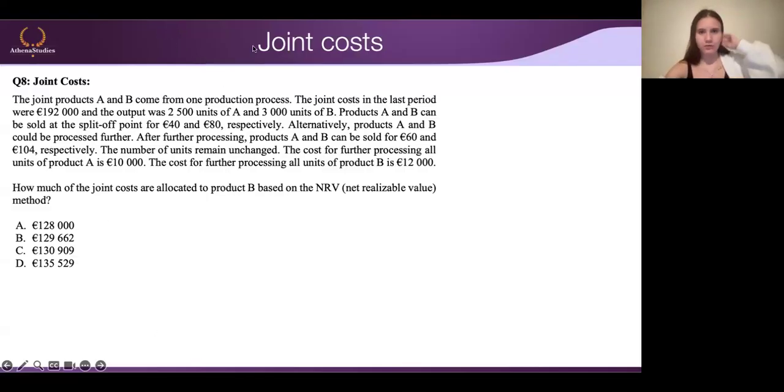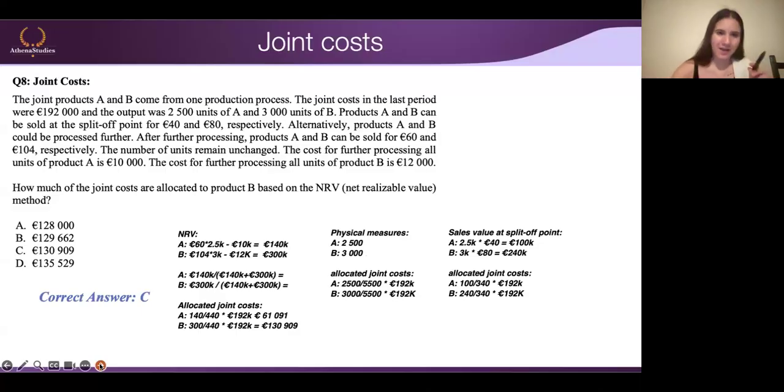Okay, I think we can go through this. I've got some answers. So basically, the correct answer is C, and I have three methods listed out here. First one, NRV. You know this: we have two points at which we can measure. Straight after the split off, where one raw material splits into two, you have two methods that you can use: the physical measures or the sales value at split off.